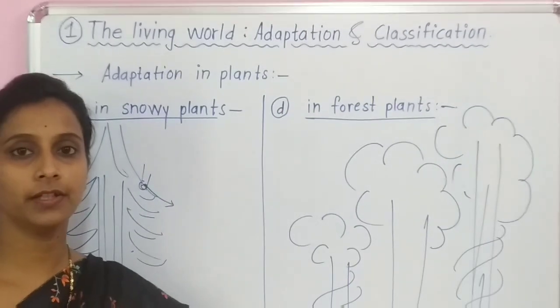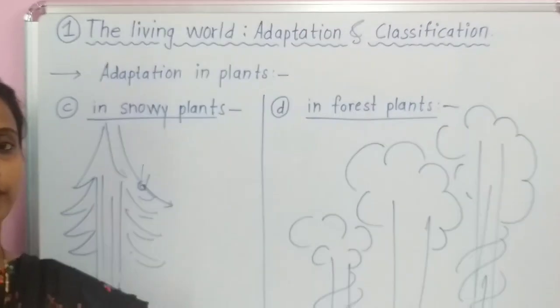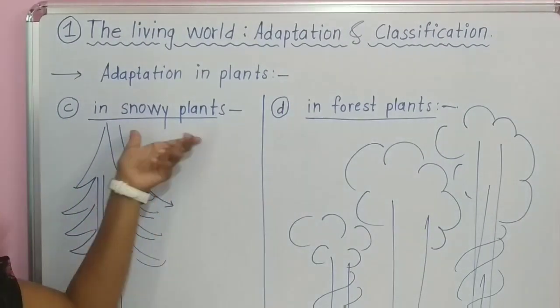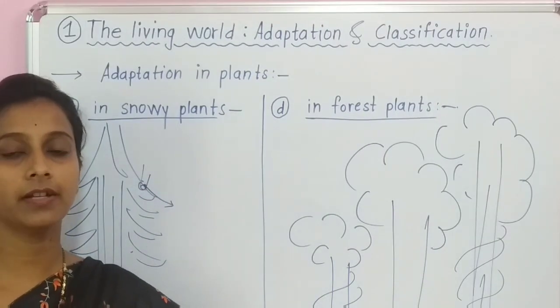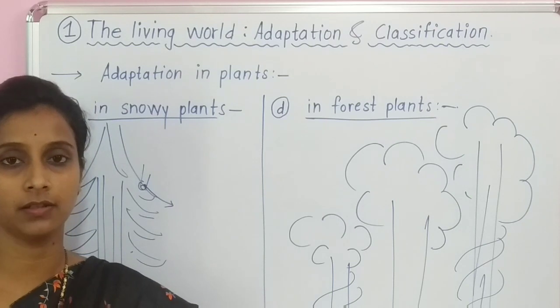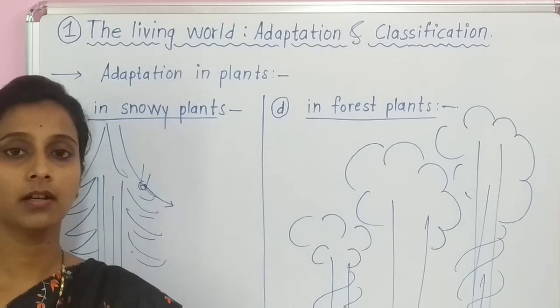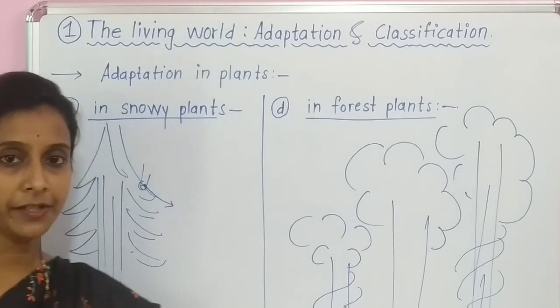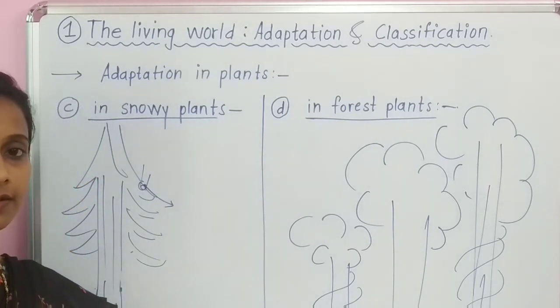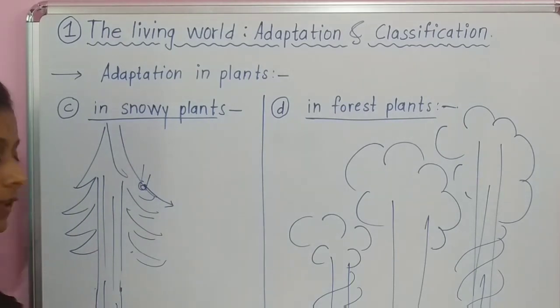Now our next point is adaptation in snowy region plants. We know this snowy region is where extreme cold is present, and always heavy snowfall takes place there. So the arrangement in the snowy region area, the plants are like this.